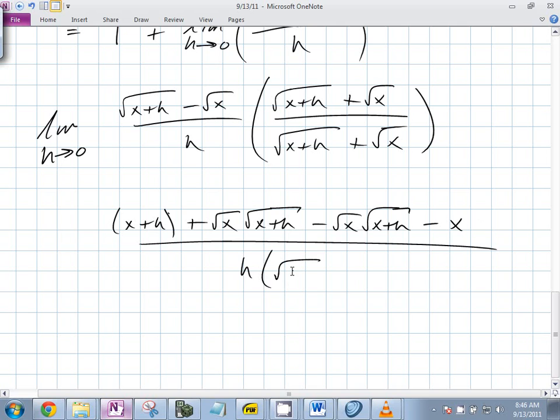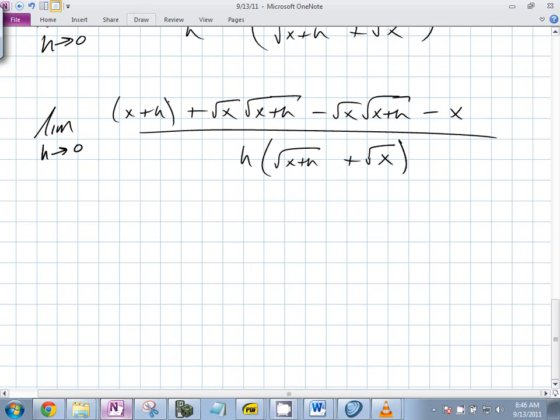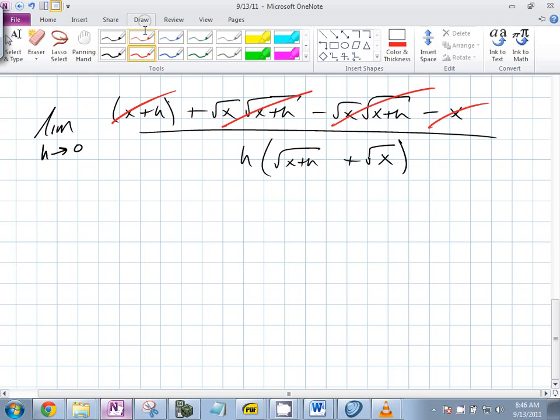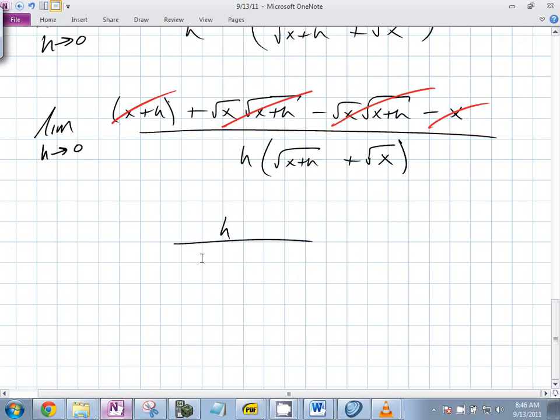Times this. Don't need that close parenthesis. We have this right here. Limit as h goes to 0. Exactly. Like that. So what cancels? The root. That cancels, right? That. And what else cancels? X's. And what are you just left with? H over h. Times this. Oh, right. Like that.